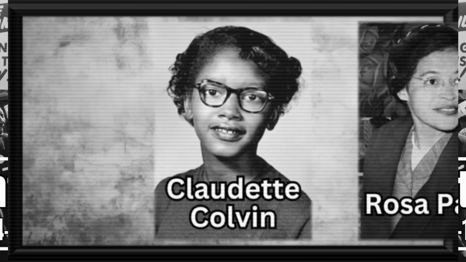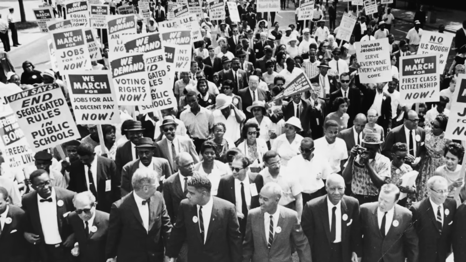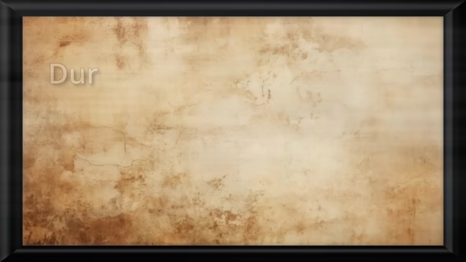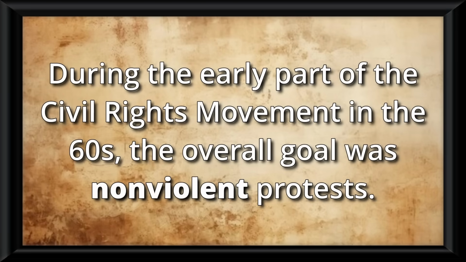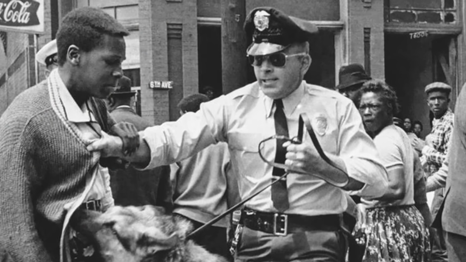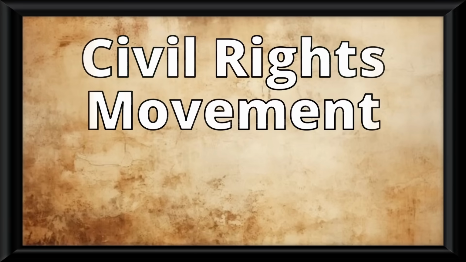We already talked about the roots of this with Rosa Parks, the bus boycott, and the Little Rock Nine, but pretty quickly the movement expands even bigger. So here's what you need to know. During the early part of the civil rights movement in the 60s, the overall goal was non-violent protest, because violence would undermine the goal of the movement. The leader of this movement will be a man named Martin Luther King Jr. So why don't we go through some examples of this movement?